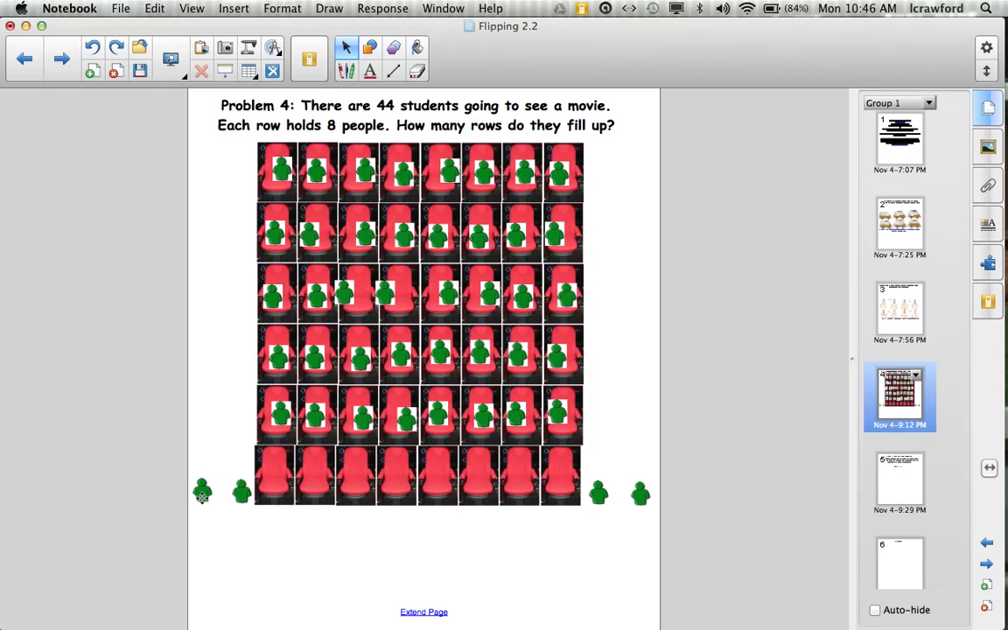Now you see we have a remainder of 1, 2, 3, 4 people. They also get a chance to go to the movies, and they get our 6th row. So we have 2 possible answers for problem 4. It's either 5 full rows with 4 students in the 6th row, or we have filled 5½ rows.